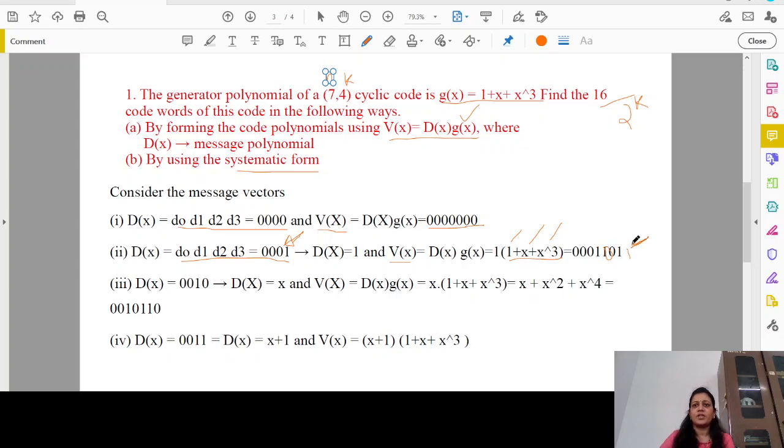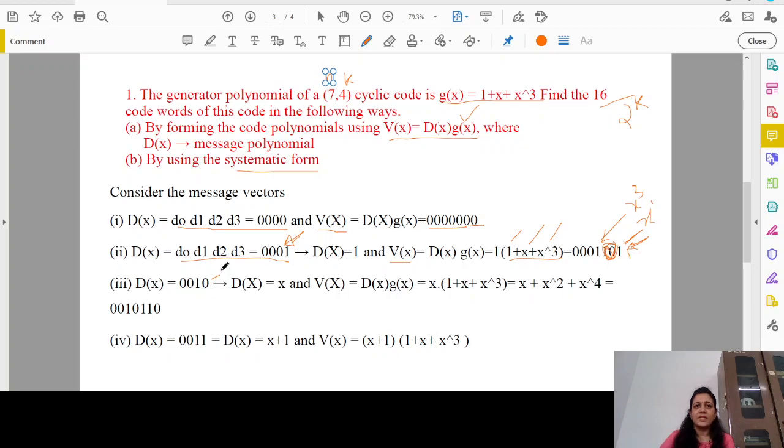This is our x power 0 and this is our x power 1. Okay, this is x power 1 and x square is equal to 0. Again x cube is equal to 1, therefore the coefficient of x cube is equal to 1, therefore we are taking 1 here. Okay, similarly let us take one more example.